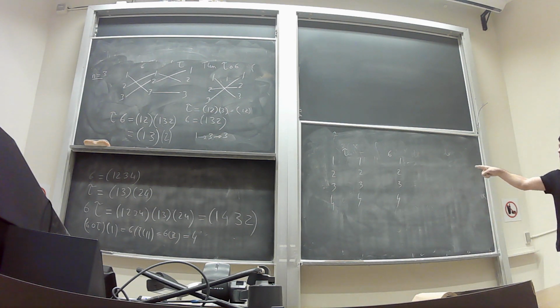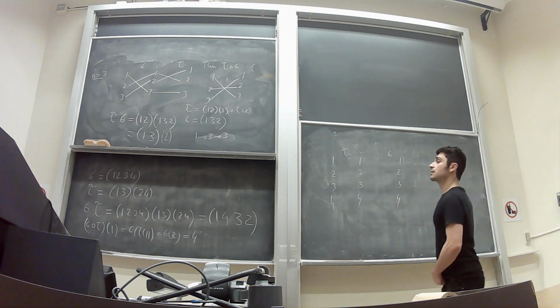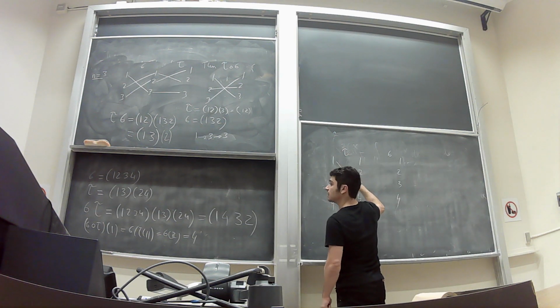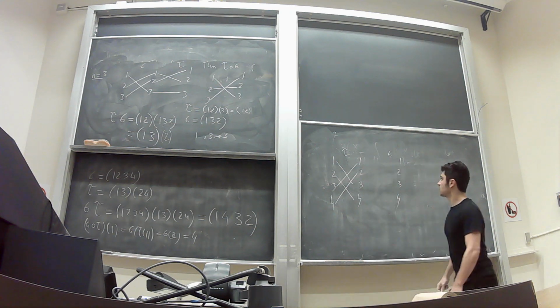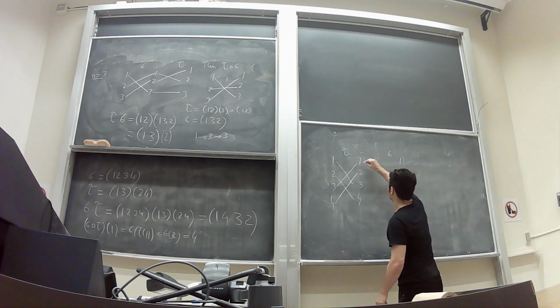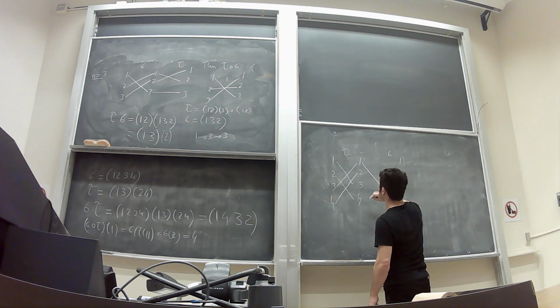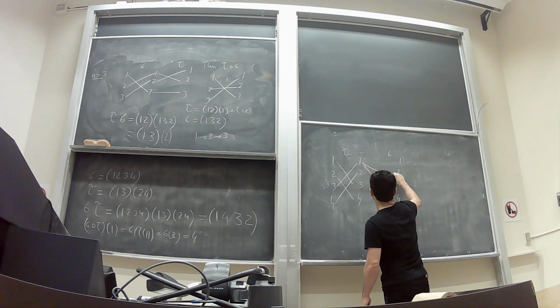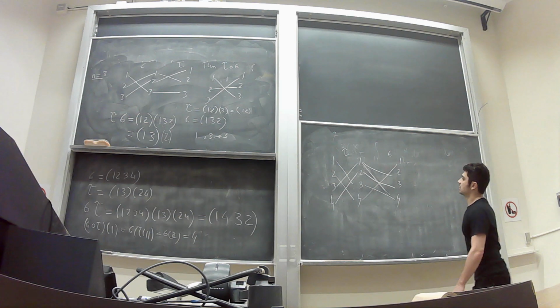Okay. What does tau do? Tau of 1, what is it? Tau of 1 goes to 3, and 3 to 1, 2 to 4, and 4 to 2. Great. Now sigma of 1, what is sigma of 1? 1 to 2, sorry. Sigma takes 1 to 2, 2 to 3, 3 to 4, and 4 to 1.